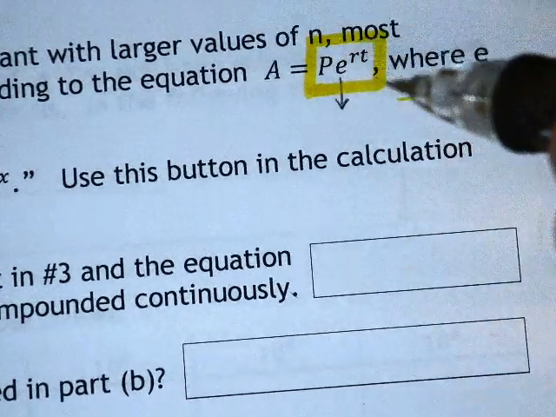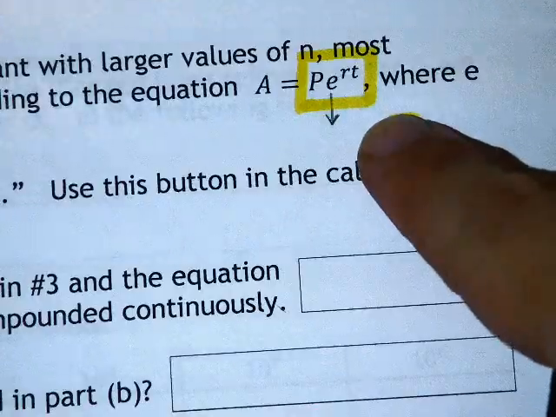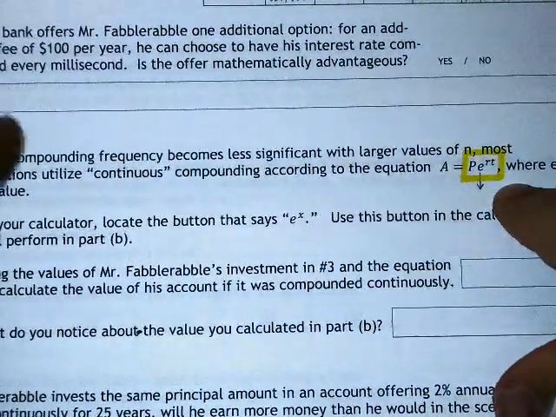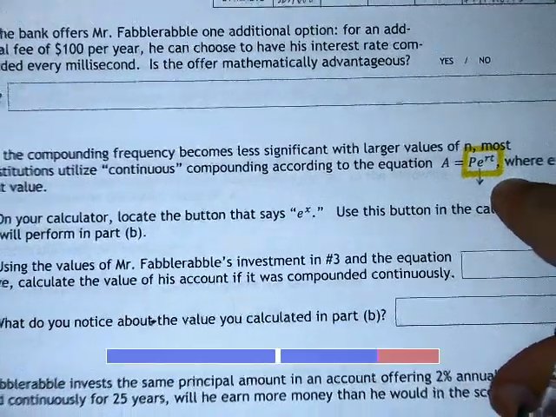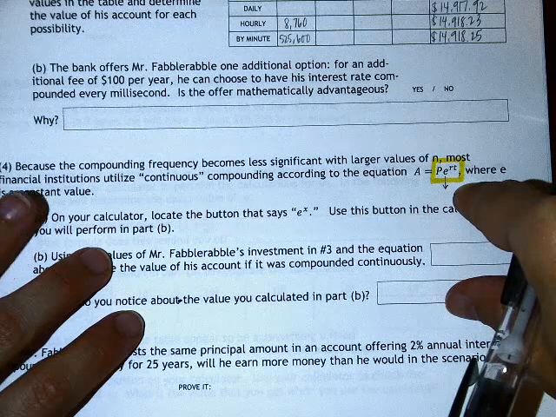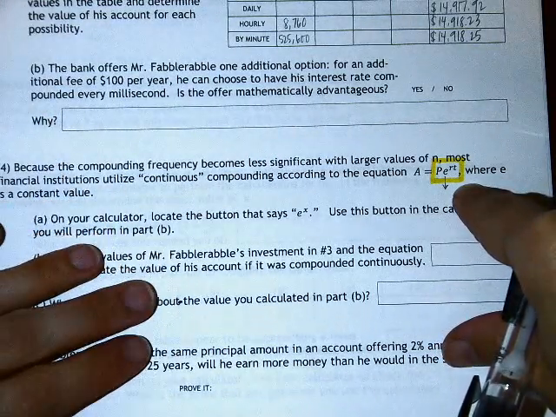Now they had to make E stand for a number. That's why it says in this question number 4, E is a constant value. But E can be thought of kind of like pi. Remember how pi always stands for a number, 3.14? E stands for a number as well. It's 2.718, which is not important right now, and you don't need to know about that number right now.